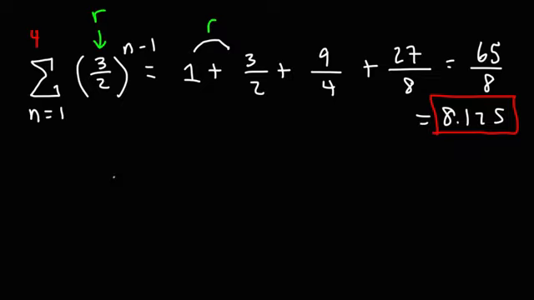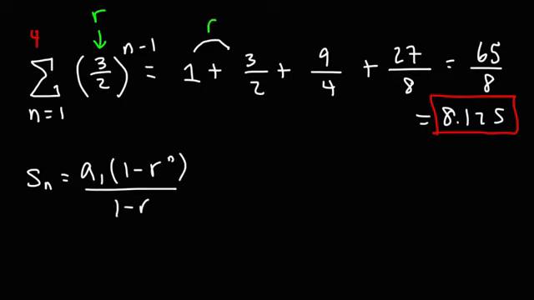Now, there is a formula that can help us to calculate the sum of a finite amount of terms in a geometric sequence. And that's it. So in this example, we want to find the sum of the first 4 terms. So we want to calculate a partial sum as opposed to an infinite sum. The first term is 1. The common ratio is 3/2. And n is 4. So we're going to raise this to the 4th power.